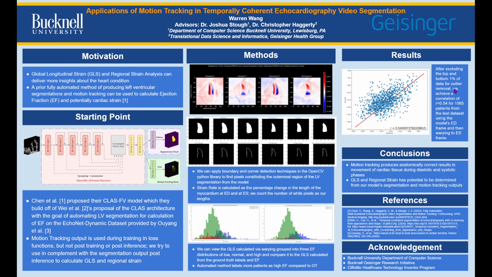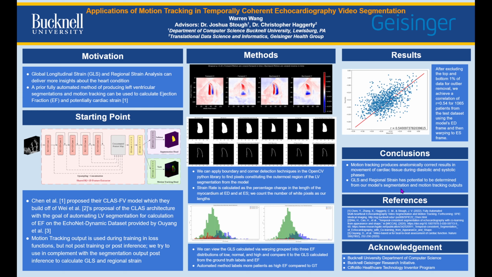Now, quantitatively, we take a look at the global longitudinal strain. We compare the strain calculated from the ground truth label data to get the ED frame myocardium length and the ES frame myocardium length, and to compare against the warp data, we take the model's ED frame output and then warp it to the ES frame. We achieve a correlation of 0.540, and it is positive, but we can conclude that it is very low, and we have work to do in this area.